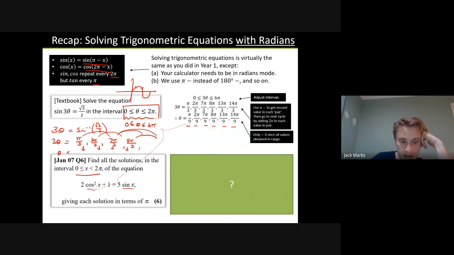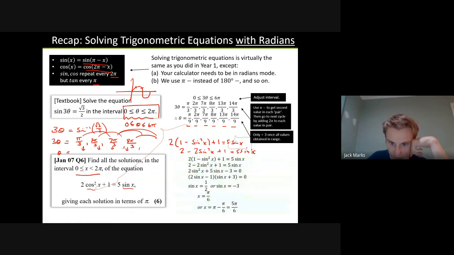This looks like a disguised quadratic. The identity still works. So the sine x is like the sticky term. The cos squared one is easier to change. You change the cos squared to 1 minus sine squared x plus 1 equals 5 sine x. Expand and collect and everything like this. You will get 2 minus 2 sine squared x plus 1 equals 5 sine x. Collect the terms, set it equal to 0. It's generally worth another mark. Okay, and solve. So set it equal to 0. Factorize if you can, and then you can check it with your calculator.